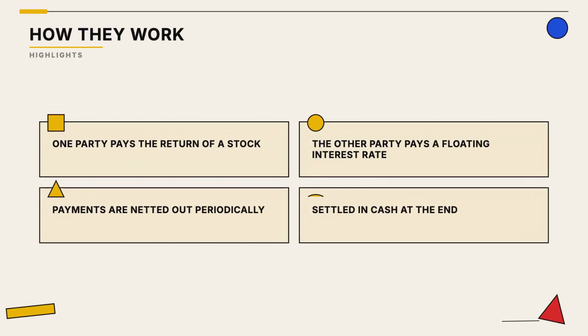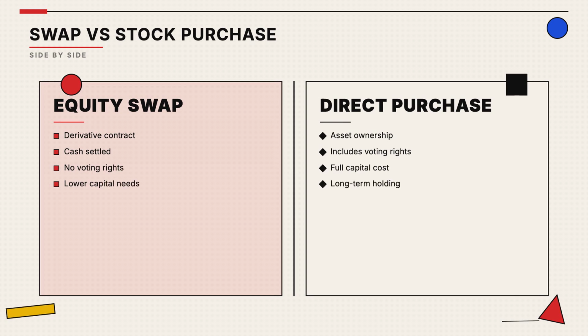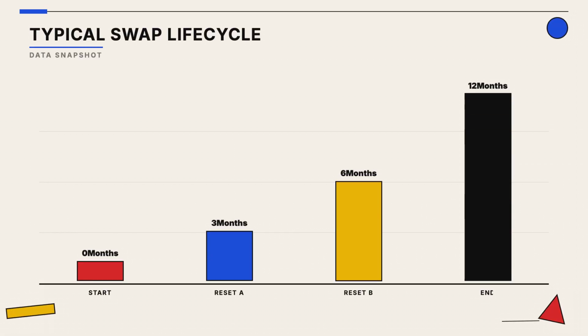One party typically receives the stock's growth, while the other pays a standard interest rate plus a fee to the counterparty. Unlike buying a stock directly, a swap provides synthetic exposure, which is common among institutional investors looking to hedge risk. These contracts are marked to market at regular intervals, meaning the parties settle the difference in performance over specified periods.